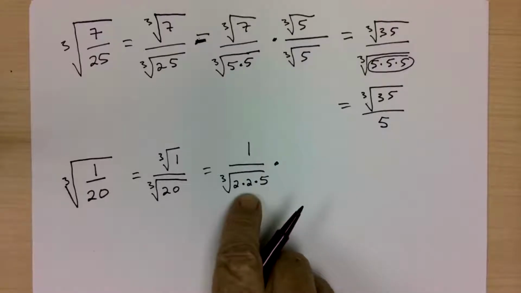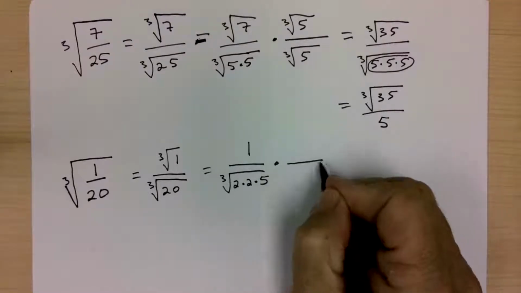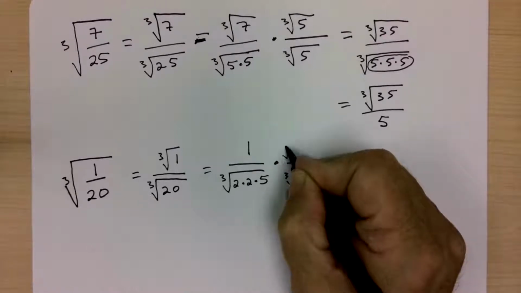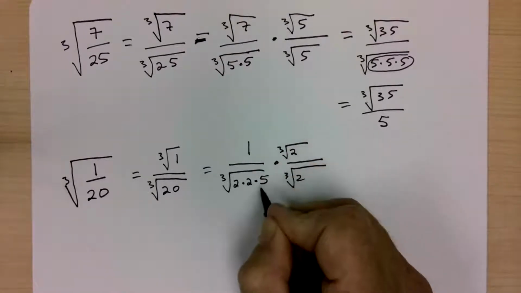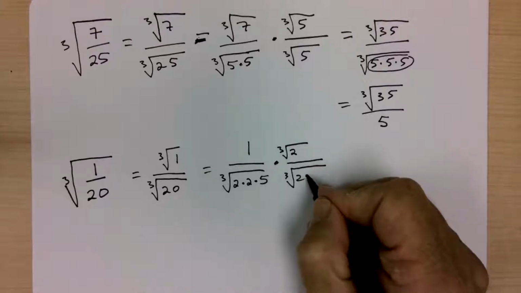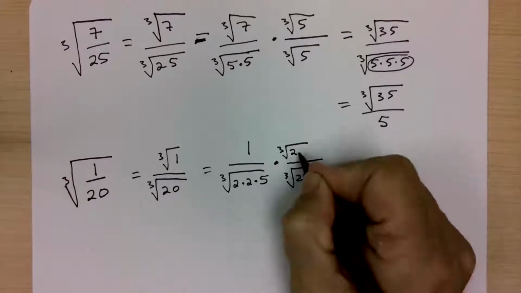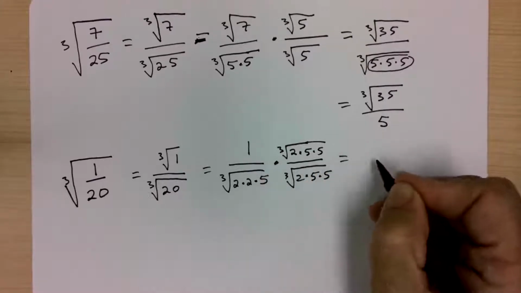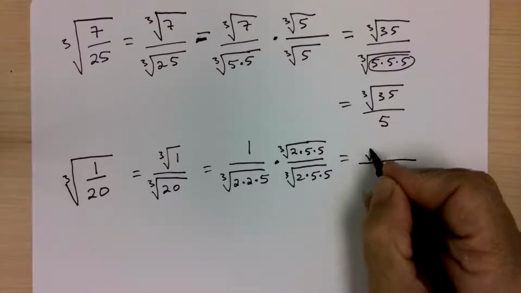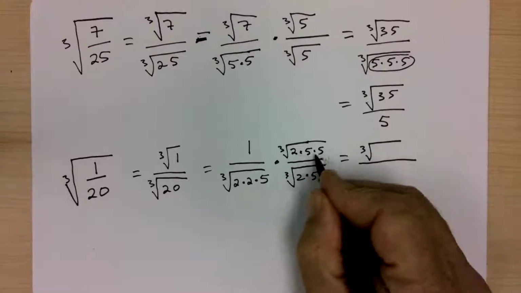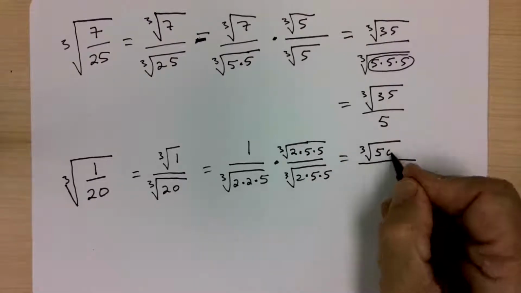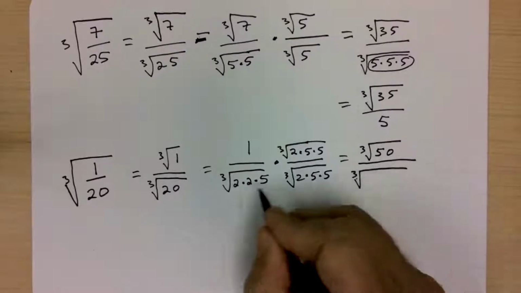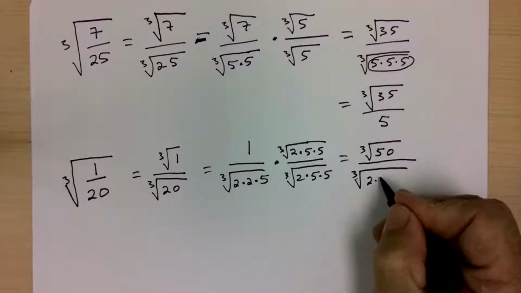I have 2 2's, I need 3 of them, so I need 1 more 2. So on the bottom, we'll multiply by cube root of 2, and on the top, multiply by the cube root of 2. I have 1 5, but I need 3 of them, so multiply by 2 more, times 5 times 5. So on top, we have the cube root of 2 times 5, which is 50. On the bottom, we have the cube root of 5 times 5 times 5.